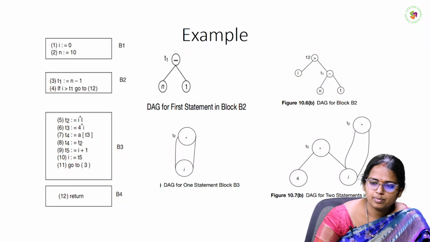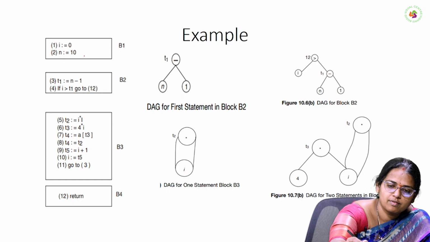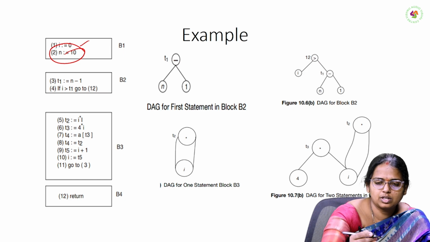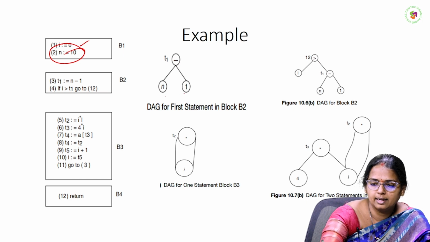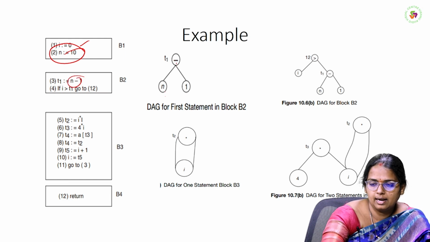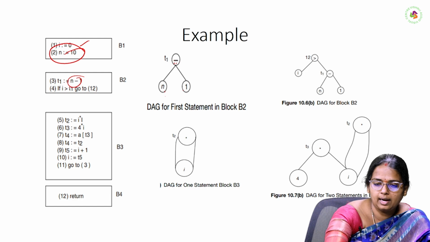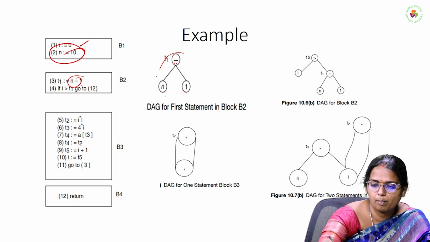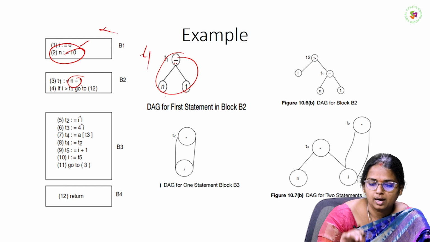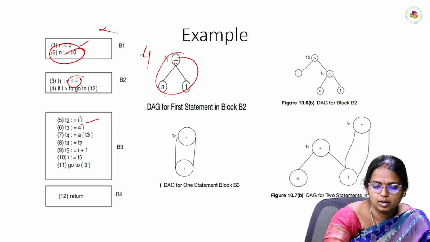See this example. After identifying the blocks, for each block we need to draw the DAG. So for I equal to 0, nothing. But N is equal to 10, then N minus 1. N and 1 are leaves. The operator is minus, and this operation is represented by T1. Next, for this no need. Next, come to here, T2. T2 is what? I into I.